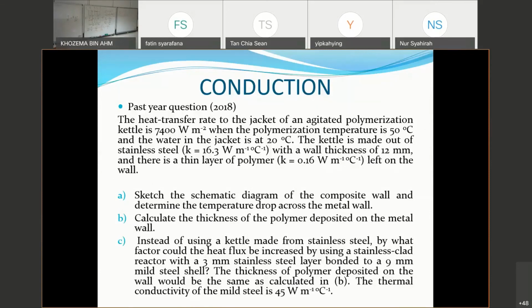So if you are able to do this question, by right, you should have understood everything that we have discussed today. So on Wednesday, our main objective will be to discuss this question and to see whether you are able to do it or not. Okay, so are there any questions before we end our class for today?